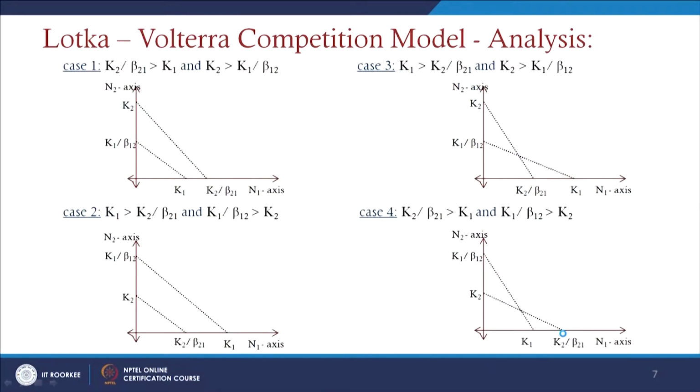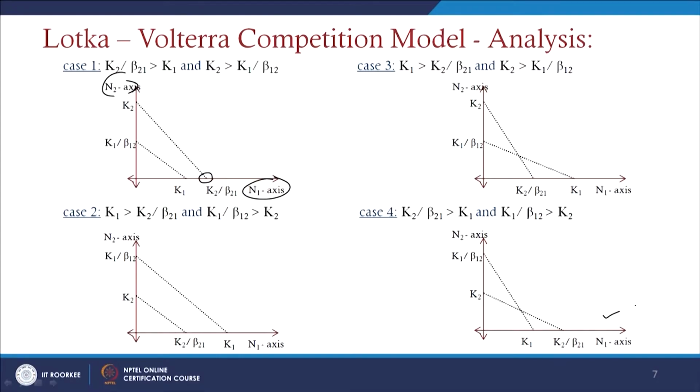So, based on these 4 conditions, if you plot the graphs, for case 1 we will have k1 less than k2 by beta 2 1. So, k2 by beta 2 1 is the larger point here. Similarly, k2 is greater than k1 by beta 1 2. That is why we have joined all these points to establish this relationship, and we will have n1 axis and n2 axis. Similarly, we have plotted for case 2, case 3 and case 4.